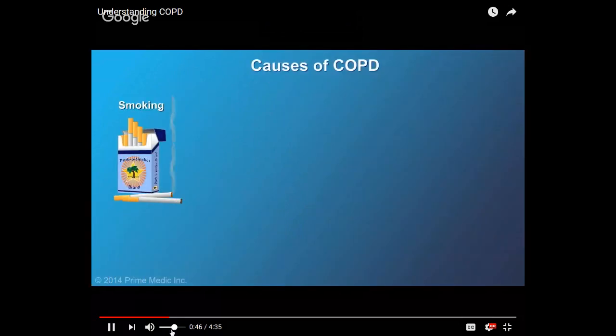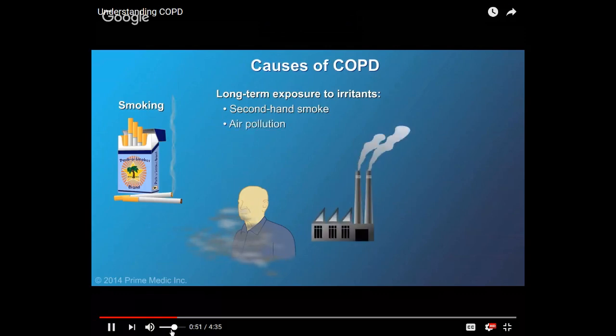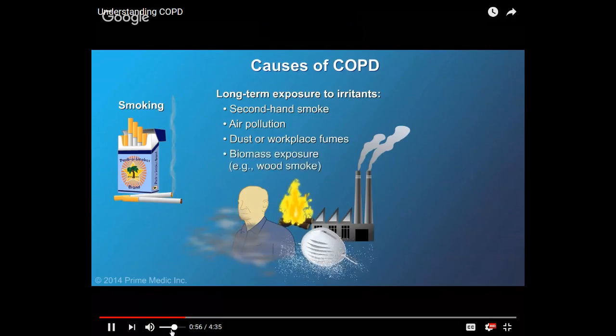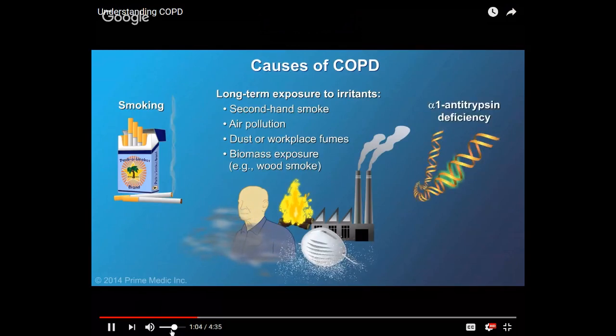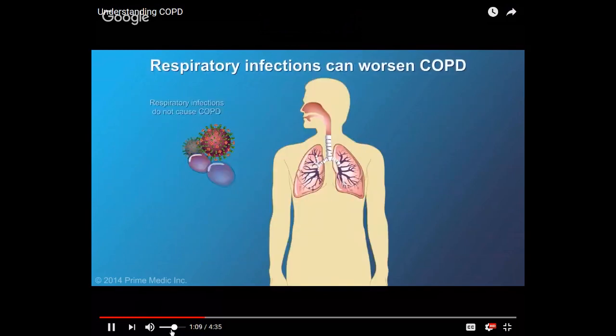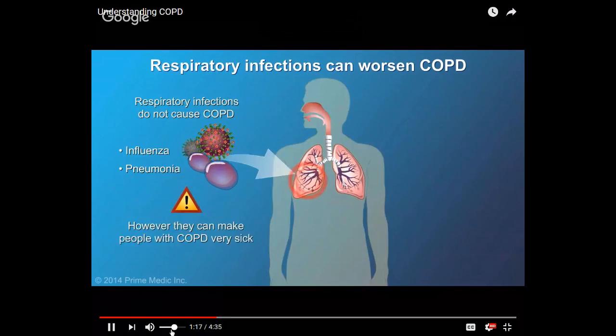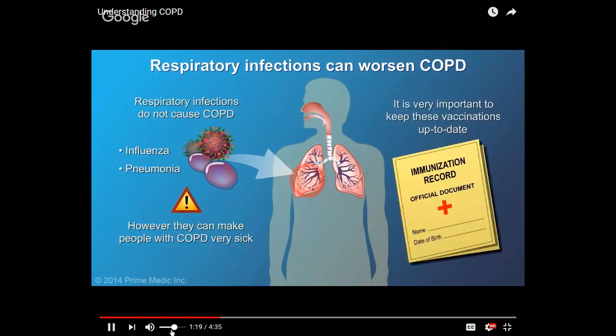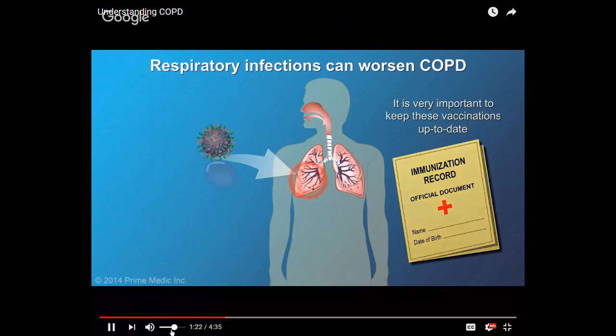Cigarette smoking is the leading cause of COPD. Long-term exposure to secondhand smoke or irritants such as air pollution, dust, or workplace fumes, and biomass exposure such as wood smoke can also contribute to COPD. An uncommon genetic disorder called alpha-1 antitrypsin deficiency is sometimes associated with COPD. Although respiratory infections such as influenza and pneumonia do not cause COPD, they can make people with COPD very sick. Therefore, it is very important to keep these vaccinations up to date.